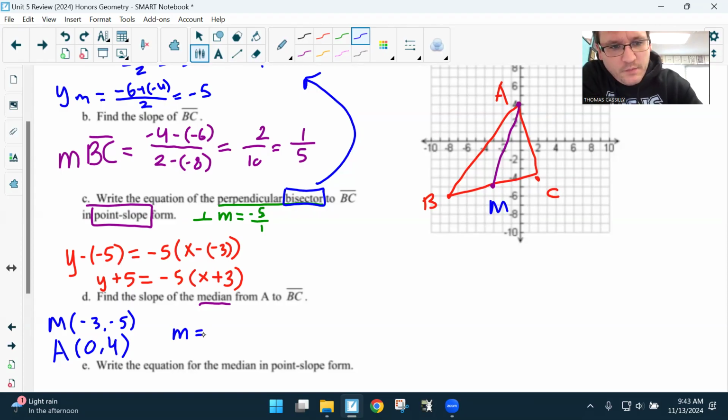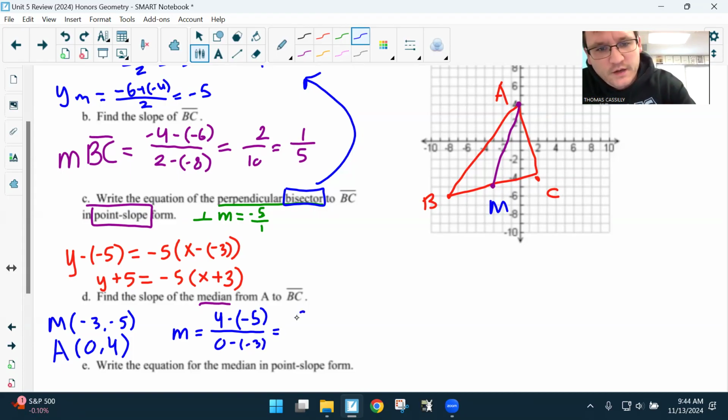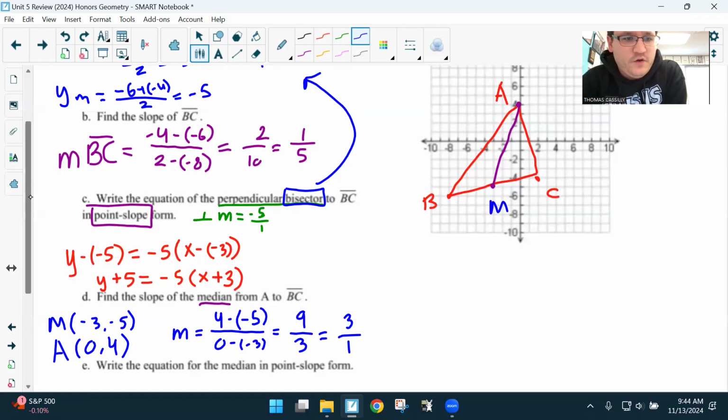So y2 minus y1 for minus -5 over 0 minus -3. Right? That gives me 9, +9 over +3, which gives me 3 over 1. Right? So the slope of that median is 3 over 1.